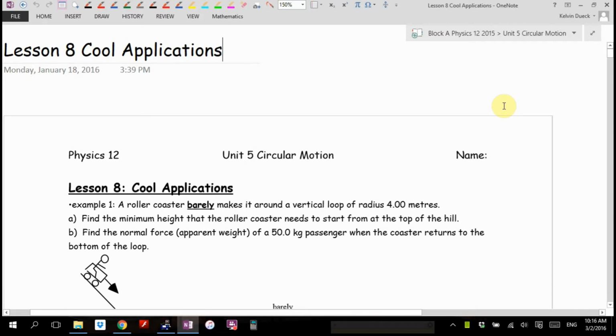Lesson 8, I called this cool applications, and they are. Unfortunately, with spring break just around the corner and me wanting to give you time to study, I'm going to skip some of the cool applications because I'm not going to be testing you on them, and I want to give you time to work on stuff. But I have to look at roller coasters.